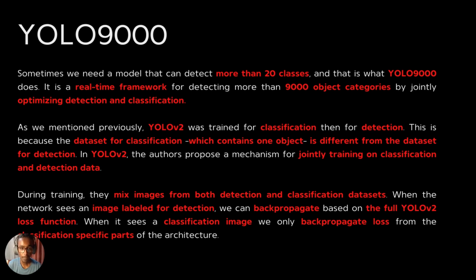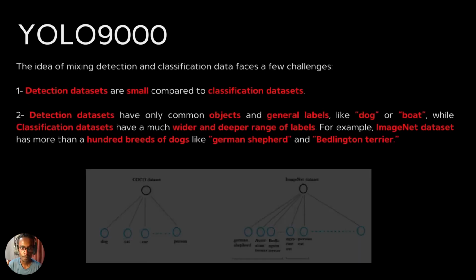But when it sees a classification image, we only backpropagate the loss from the classification-specific parts of the architecture, because we have seen the different components of the loss function, and we only use the part of the loss function which is concerned with classification and not the detection part.